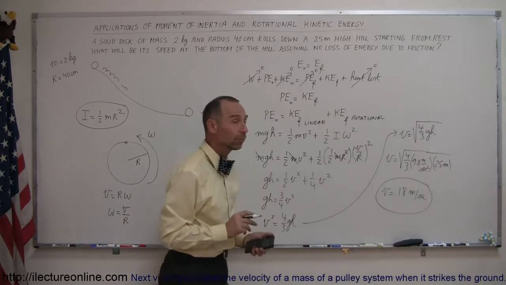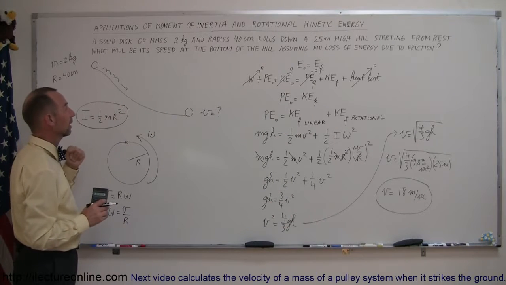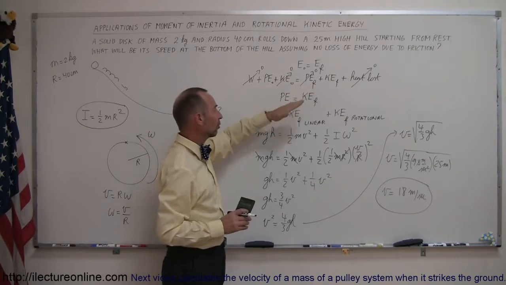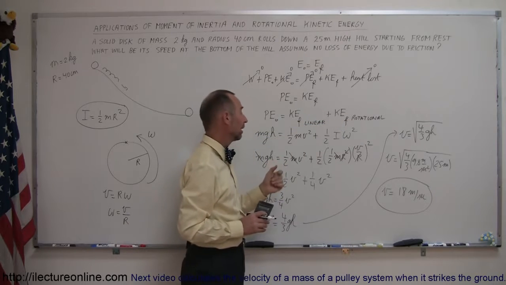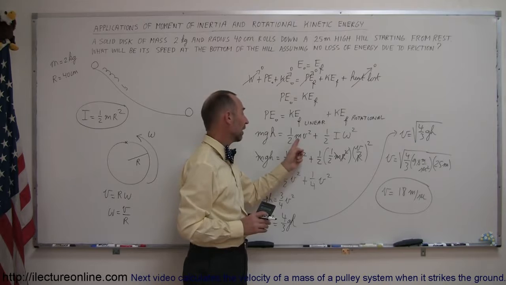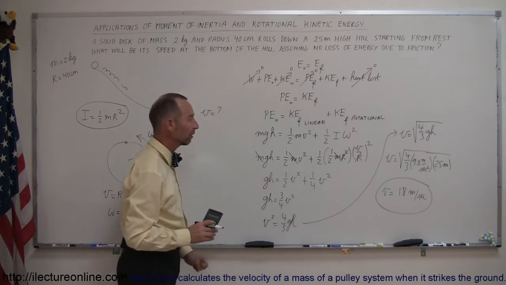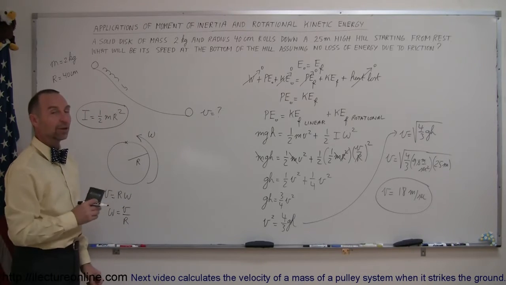And there's the answer. So remember, when we have moment of inertia taken into account, the kinetic energy that an object will have is not only its linear kinetic energy, but also its rotational kinetic energy. And the equivalent for rotational kinetic energy, instead of m, we write I, instead of v, we write omega, and then we do the replacements so we can find out what the final velocity is. And that's how you work this.